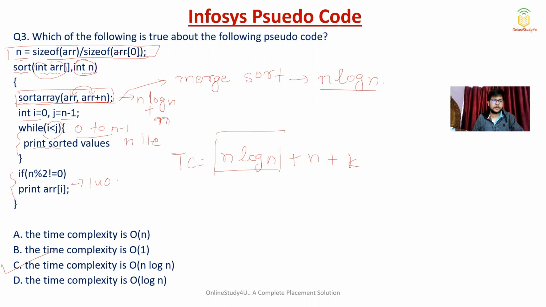So basically, what we need to know is that the sort function uses the merge sort technique. And even if you don't know merge sort, we always know that sorting cannot be done in O of n or O of log n or O of 1. Sorting will require n log n. By logic also we can say that if there is a sorting algorithm, it will require at least n log n. So yeah, this was question number 3. Let's move on to question number 4 now.